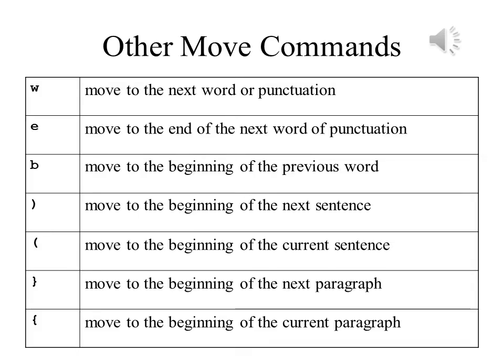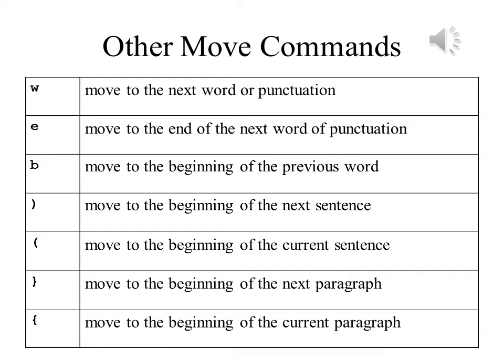The commands that we've learned so far regarding moving the cursor around are not the only ones that we have. W will move us to the next word or punctuation. E will move us to the end of the next word or punctuation. Move to the beginning of the previous word using B. Close parenthesis, move to the beginning of the next sentence. Open parenthesis, move to the beginning of the current sentence. Close brace, move to the beginning of the next paragraph.